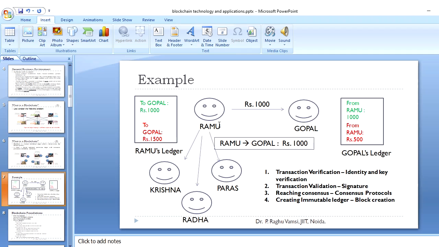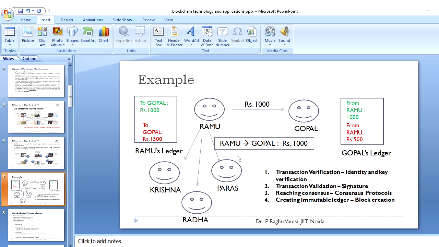So this transaction is kept on the hash function, and the message digest, the hash code you got, is encrypted using the secret key of Ramu, and that hash code will also be attached to this particular record and sent over the peer-to-peer network.